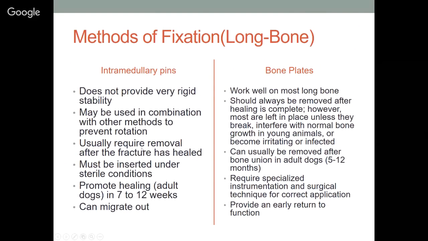Intramedullary pins, intramedullary means right through the bone marrow, so in the center, putting pins, they don't provide very rigid stability. They can be used in combination with other methods, and they help to prevent a rotation of one part or the other of the fracture of the bone. They usually require removal after the fracture has healed, and we do need to insert them under sterile conditions. So anything we do when we're touching the bone or opening up the bone or the joint, it needs to be sterile.